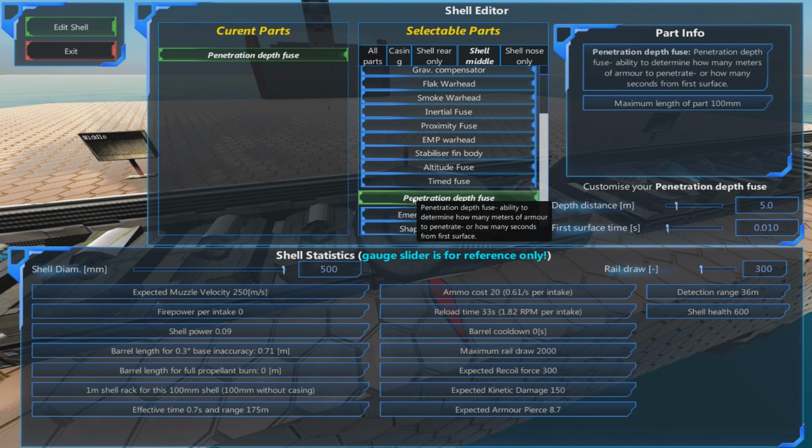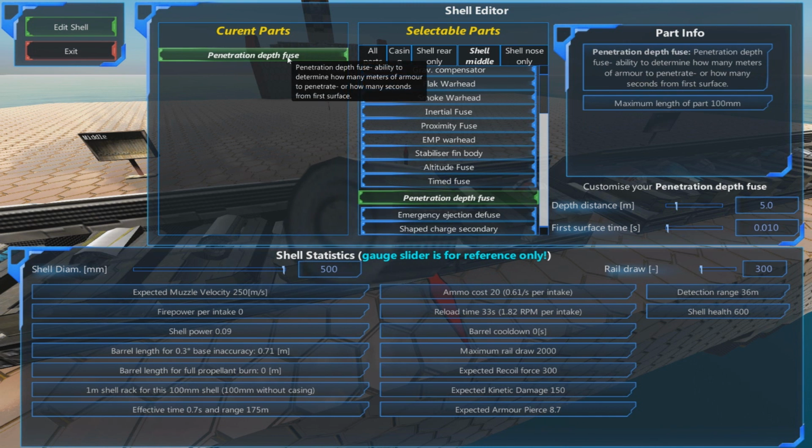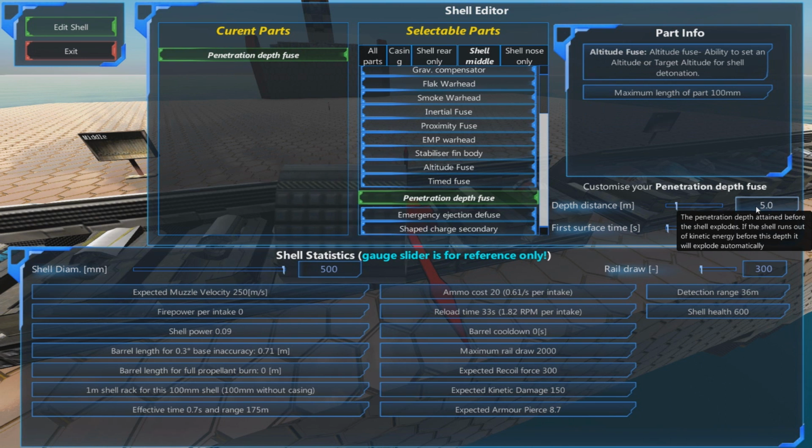But this is what you use if you want to basically pierce through multiple layers of armor and explode on the inside. So, there's two settings on here. Depth distance, so the penetration depth attained before the shell explodes. If the shell runs out of kinetic energy before this depth, it will explode automatically. So, default is 5, good luck piercing through 5 meters of metal, and first surface time.